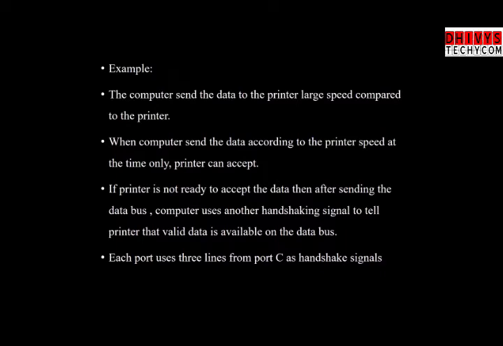Suppose the printer is not accepting, the computer has to tell that there is data available in the data bus, and then the printer has to accept it and print it on the sheets that you've been feeding into the system. So that is the best example of parallel communication, and also a handshake mechanism, and how it can be expanded. Each port uses 3 lines from port C as handshake signals.